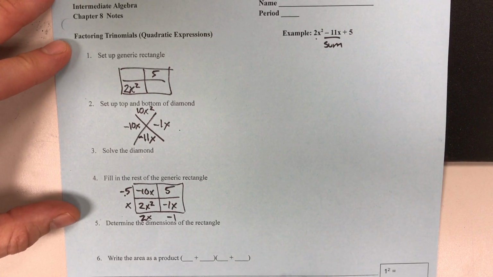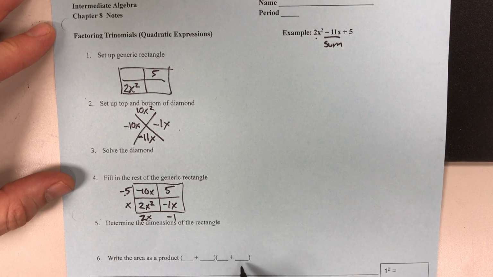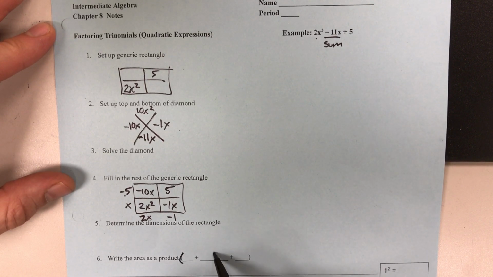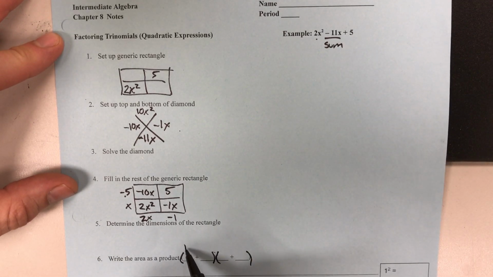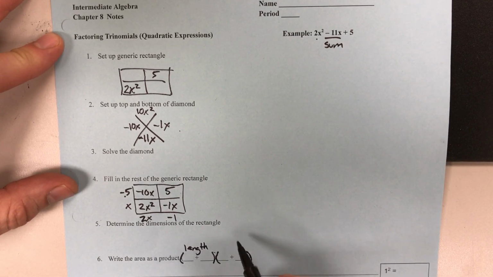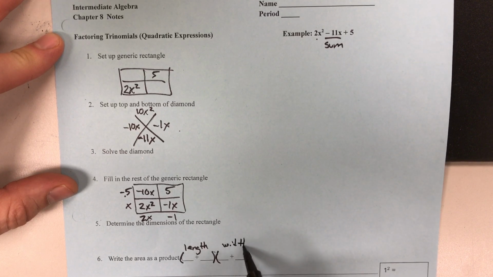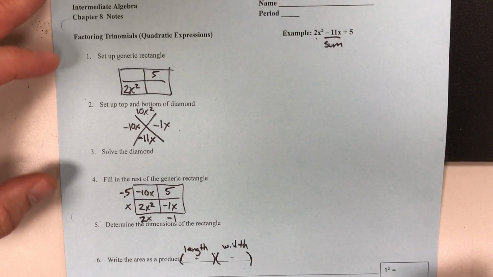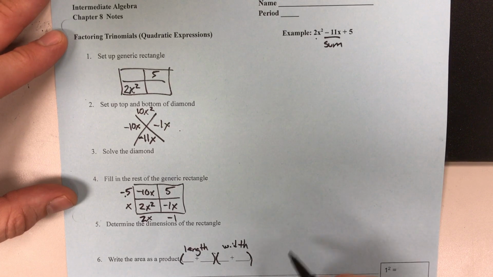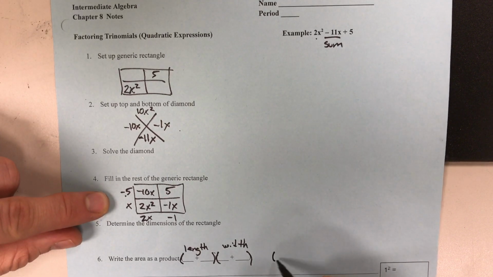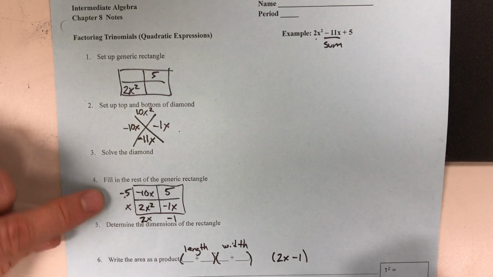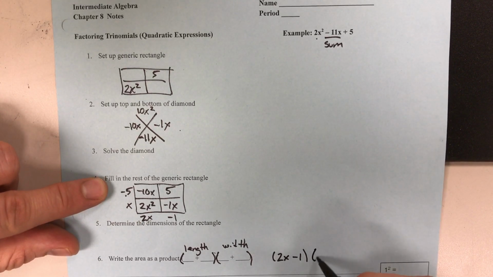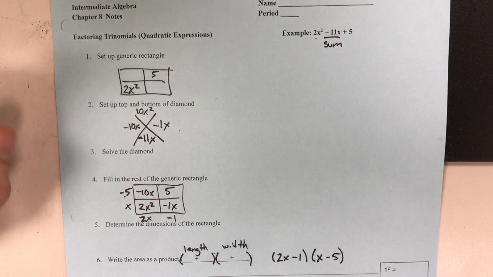Now it says to write the area as a product. We have this written here not because there's always going to be addition, but just for you to think of that you're always going to have these two groups, where one group is going to be the length and one is going to be the width, or base and height, depending upon how you think about your area. So the area as a product is these dimensions. So 2x minus 1 will be the first one down here, and then over here you have x minus 5.